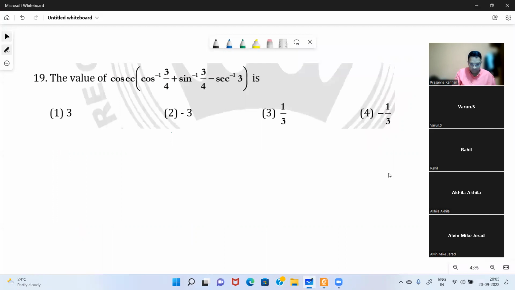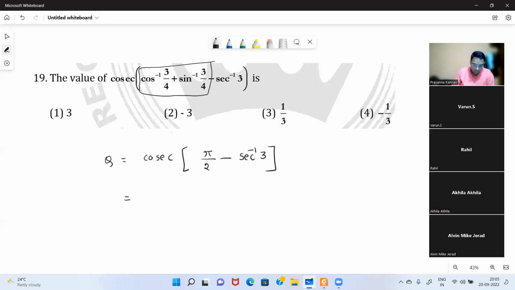Now, can you tell me what this portion is going to be? Sin inverse 3 by 4 plus cos inverse 3 by 4, exactly. So the question is going to be equal to cosecant of pi by 2, since cos inverse 3 by 4 plus sin inverse 3 by 4 becomes pi by 2, minus secant inverse 3. What is pi by 2 minus secant inverse 3?